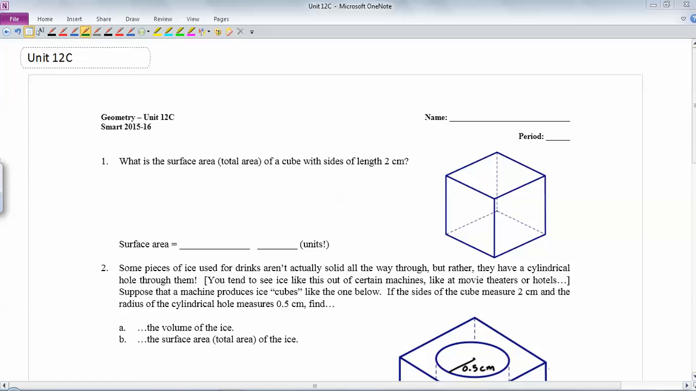All right, so this is the 12C handout. So 3D shapes, basically, or 3D solids. And so number one is asking about the surface area, which is the same thing as total area, of a cube that has sides of length 2 centimeters each. So 2 centimeters here, 2 centimeters for the height, 2 centimeters right there too.